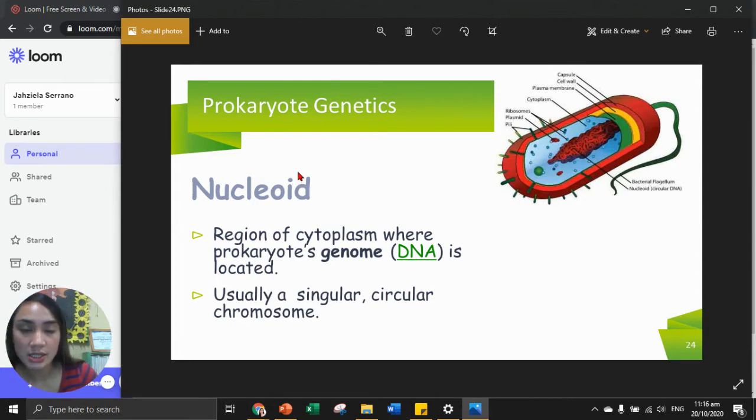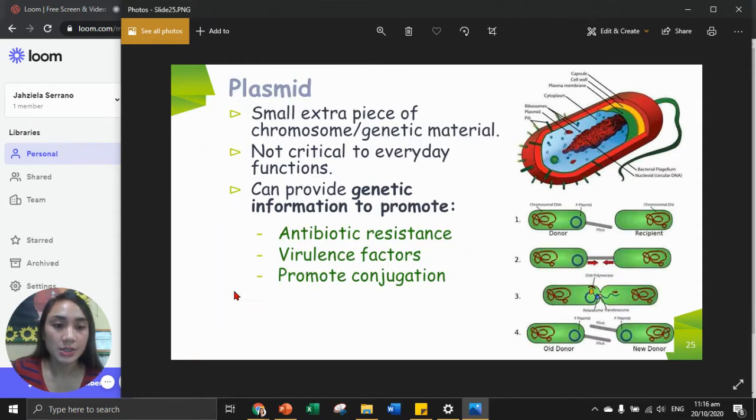So let's look at the genetics of a prokaryote. Tulad ng sinabi ko kanina, nucleoid, ito yung where the DNA is located. So usually it is a singular circular chromosome. So ito yung ating nucleoid. Okay? So next is plasmid. It's a small extra piece of chromosome or genetic material. So kung mapapansin nyo yung plasmid natin are the ones that are floating around the cytoplasm. So this is not critical to everyday functions. However, it can provide genetic information to promote antibiotic resistance, virulence factors, and promote conjugation.